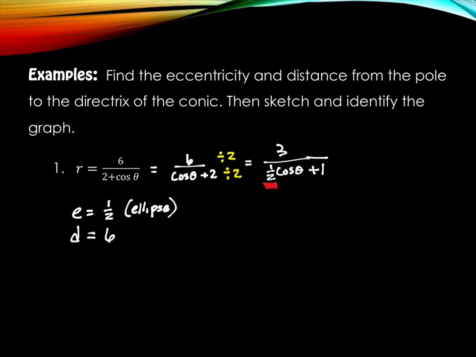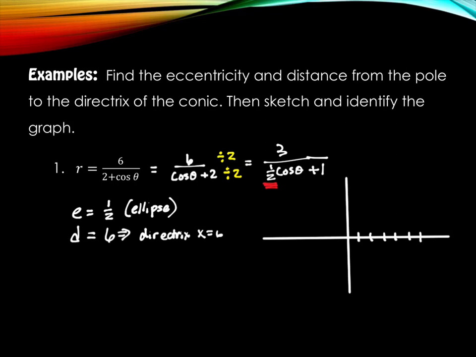And this d equals 6 tells us that the directrix is x equals 6. Now, based on this information, there's only one thing that we're actually going to draw out by hand, and that's the location of the directrix, okay? So the location of the directrix is at x equals 6. So we're going to do 1, 2, 3, 4, 5, 6. There's my directrix, and I'll draw that in as a dotted line. Shift that over. Okay, there's my dotted line.